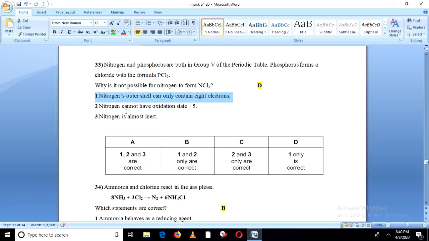For the second statement, nitrogen cannot have an oxidation state of +5. It can have it, because it contains 5 electrons in its outermost shell, so it can lose 5 electrons and have an oxidation state of +5. Nitrogen is almost inert? No, it reacts and forms different compounds, nitrogen oxides, etc. So the second and third statements are incorrect, while the first statement is correct. So we have to opt for D, that is 1 is the correct statement.